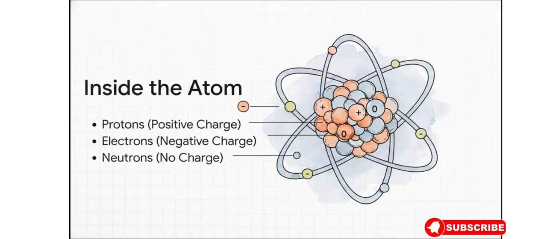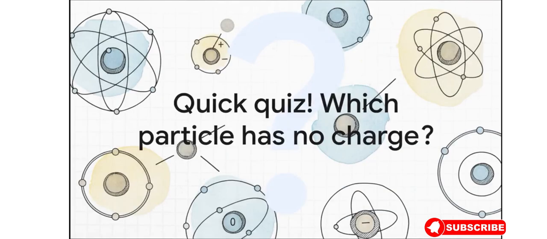But even these little Lego bricks have smaller parts inside. You've got your protons, which have a positive charge, then you have electrons with a negative charge, and finally you have neutrons, which, just like the name sounds, are totally neutral. No charge at all. All right, let's do a quick pop quiz, pulled straight from the worksheet.